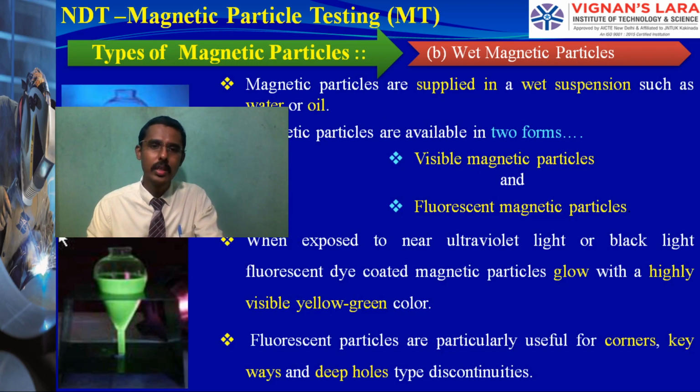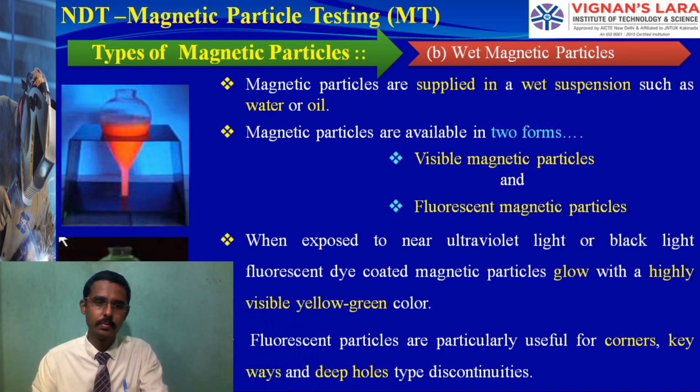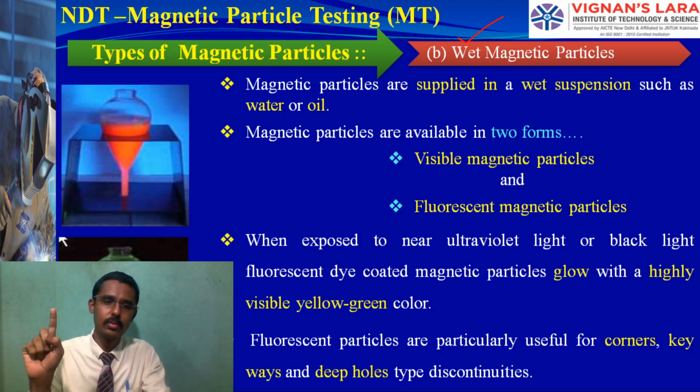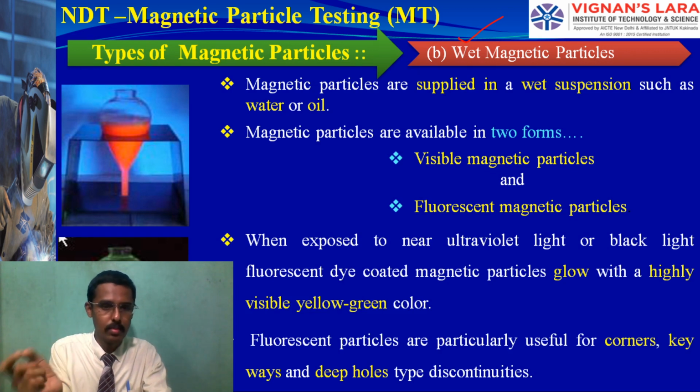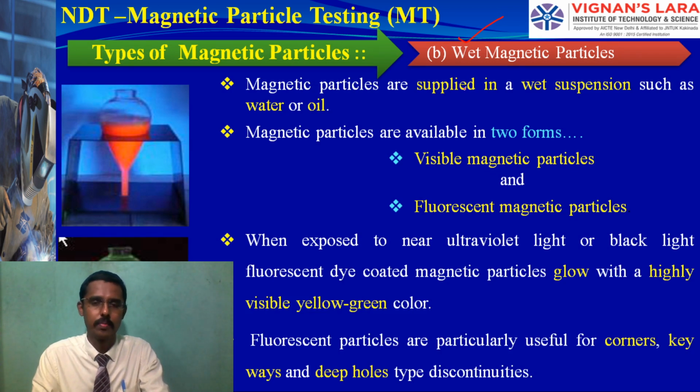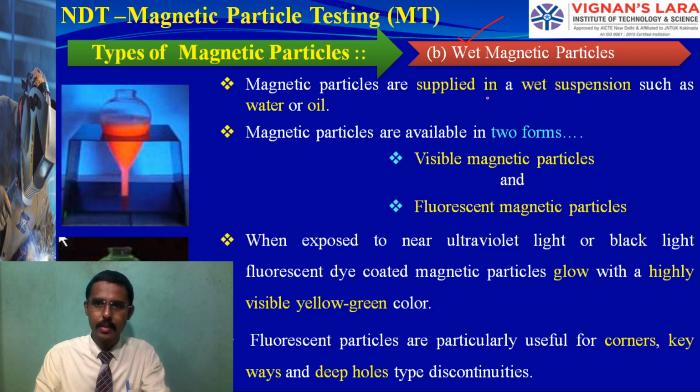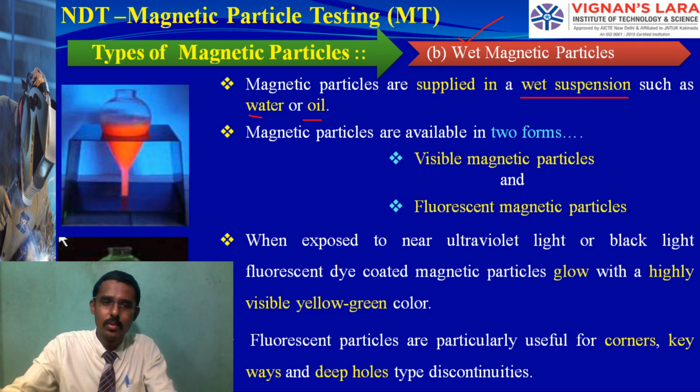Now I am coming to the second one, wet magnetic particle inspection. We have seen dry particles, and now I am coming to wet particles. This also has some similar disadvantages. Magnetic particles are supplied in wet suspensions such as water or oil. That is good, you can spread it easily over the specimen.